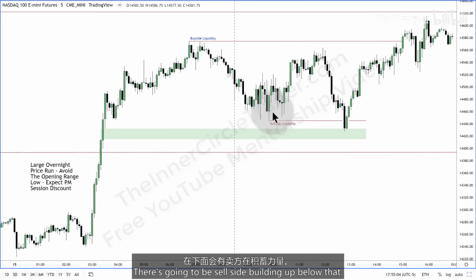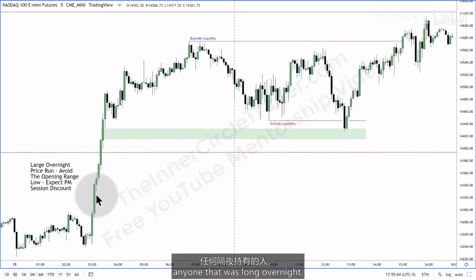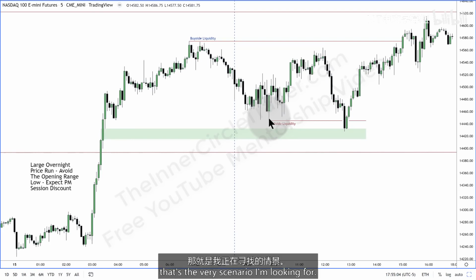Relative equal lows. There's going to be sell side building up below that. Sell stops. Okay. When it starts to go higher, anyone that was long overnight, they're going to jam their stop loss right underneath that. Okay? When this occurs, that's the very scenario I'm looking for.